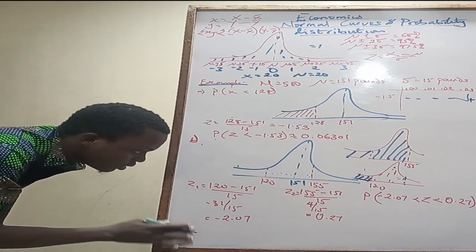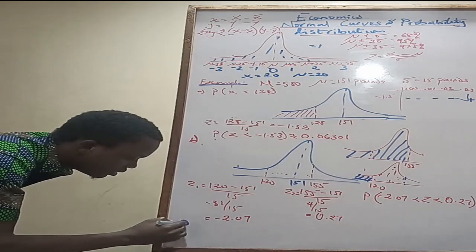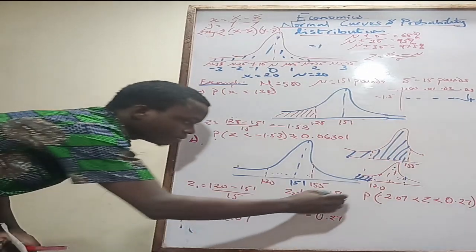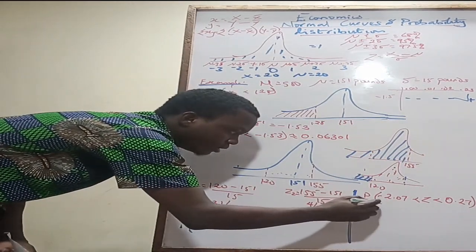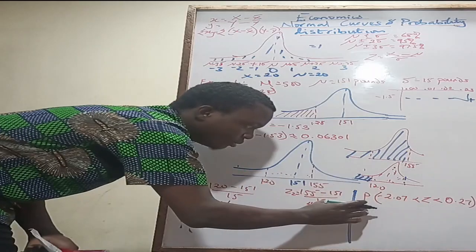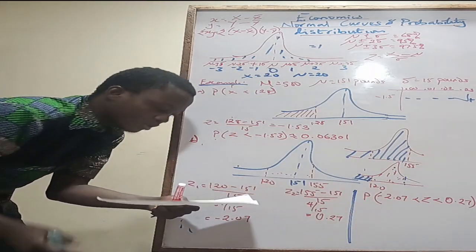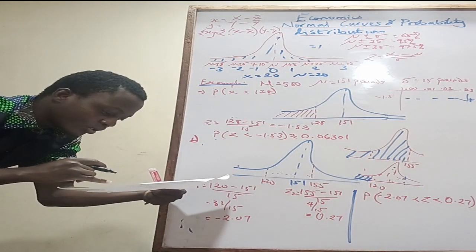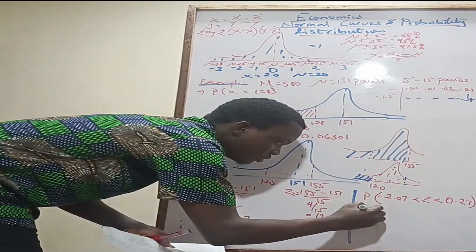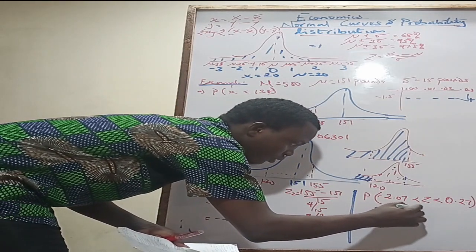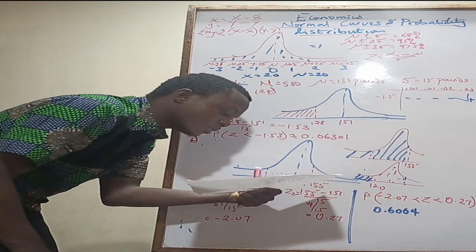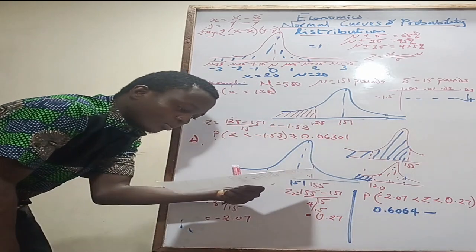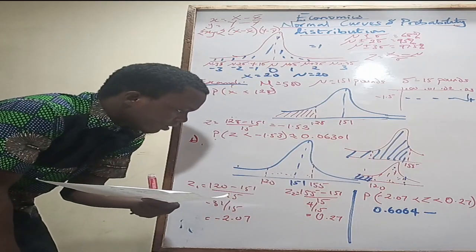Let's write it this way. The probability of z less than minus 2.07 will give us a probability of approximately 0.0192. Anyway, let's do that, then minus the probability of 0.27. Which one gave us 0.27?